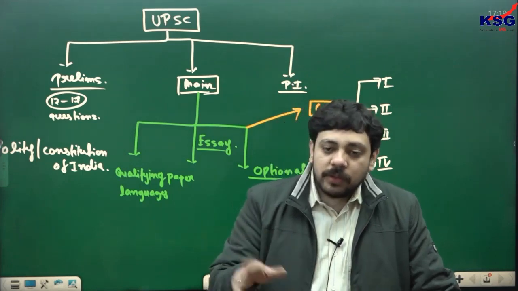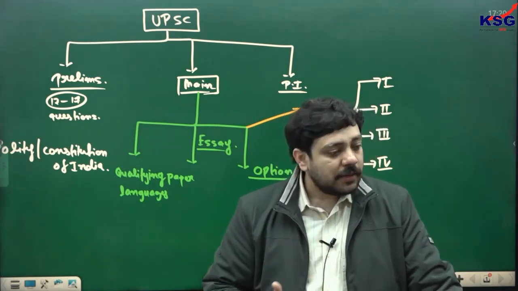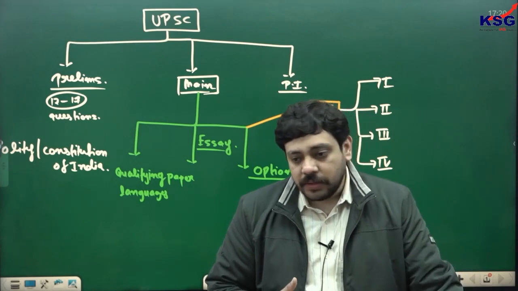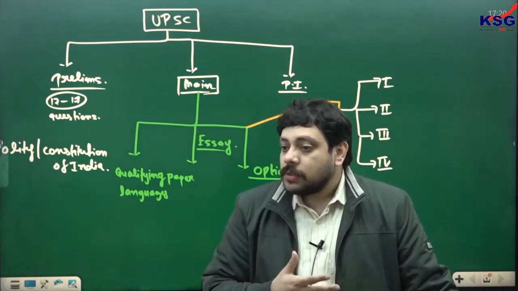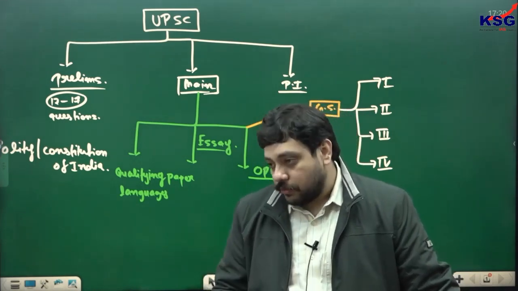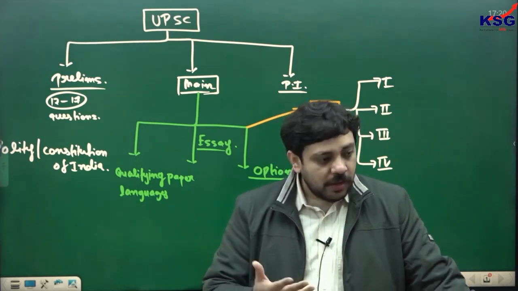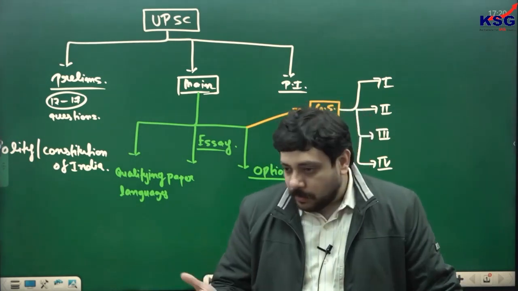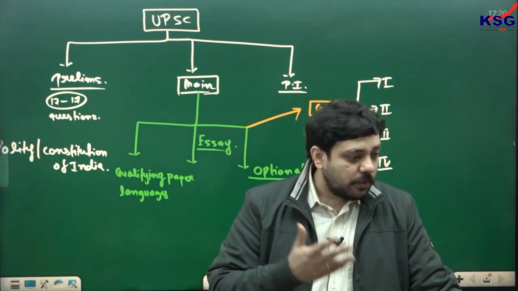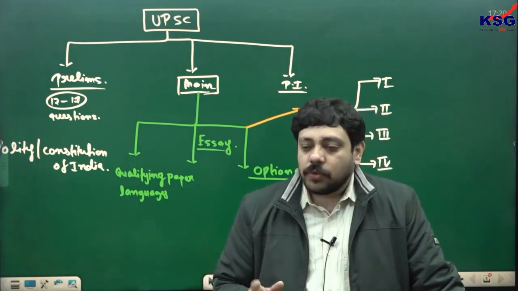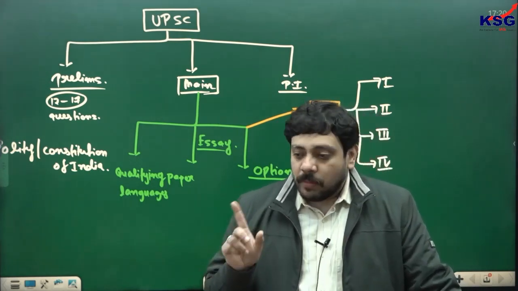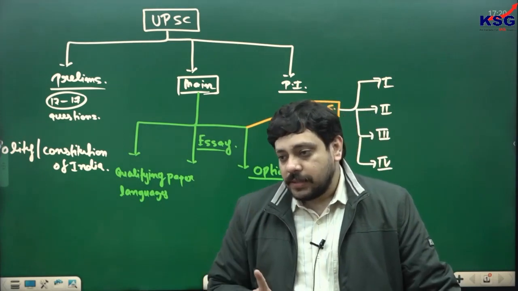So, and also with the optional paper, there is always a thing that there are certain optionals which are always in vogue. Certain optionals perform, certain optionals don't perform. So for example, you would know by now the current optionals which are performing are anthropology, sociology, political science, right? So in the optional paper, there's always some amount of uncertainty, including the essay paper.